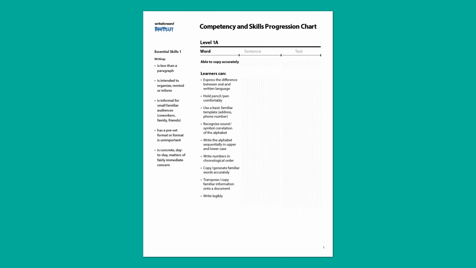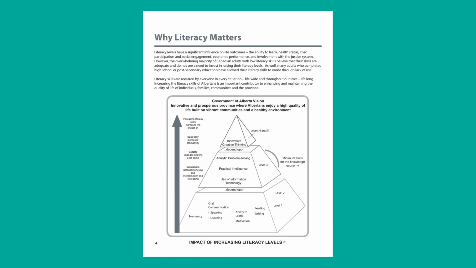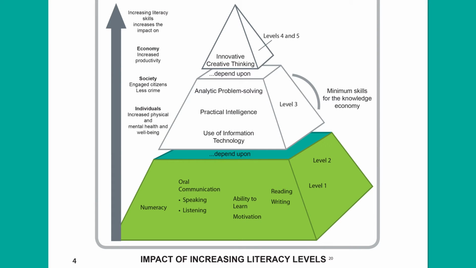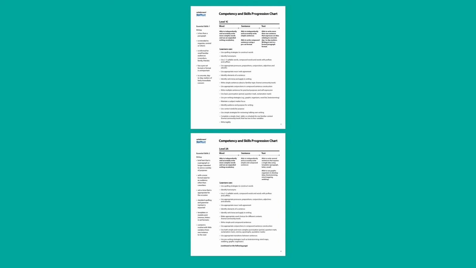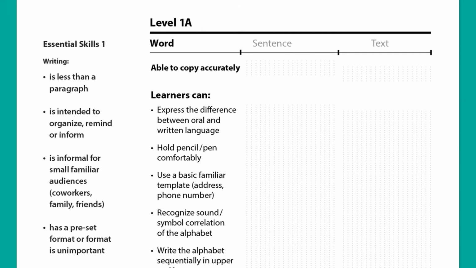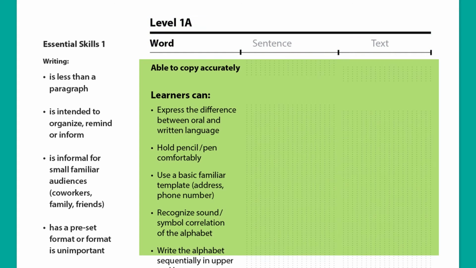The competency and skill progression chart is the framework for the progression through Write Forward. As mentioned earlier, it is referenced to Level 1 and 2 of the ESDC Literacy and Essential Skills Framework. Write Forward has further divided Level 1 into 3 sublevels and Level 2 into 2 sublevels. The competency and skill progression chart shows the competencies for each level and the skills needed to proficiently attain these competencies. The Write Forward resource is all about the conversation.